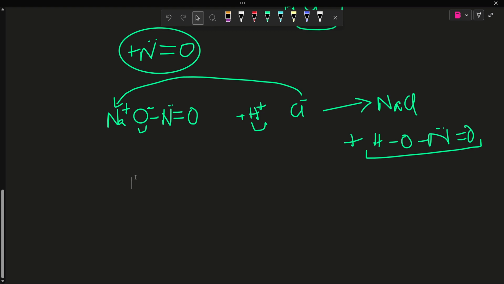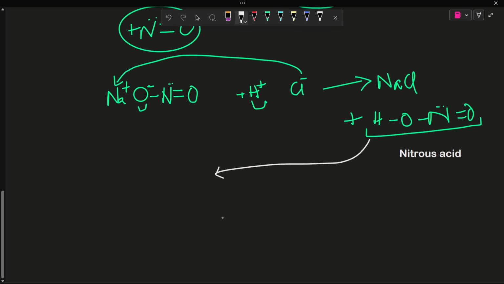Let me write down the spelling for you so that you don't confuse it between nitric acid and nitrous acid. Nitrous acid. Fine. Now this nitrous acid is highly unstable, so that's why it is added in situ. It is also a very weak acid.